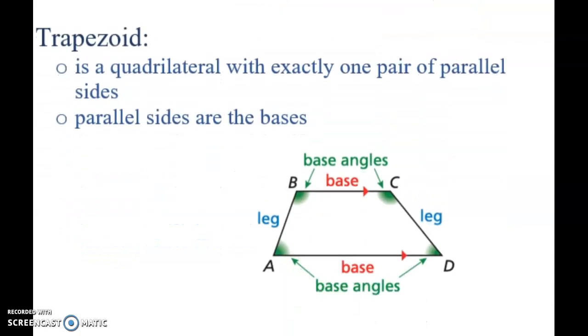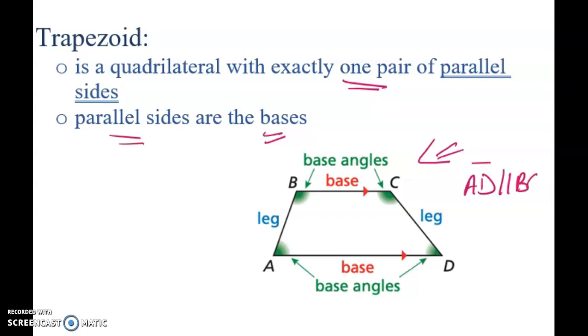A trapezoid is a quadrilateral with exactly one pair of parallel sides. Yes, it has only one pair. And the parallel sides that we are talking about are the bases. As you can see in this diagram, BC and AD, they are parallel. So AD is parallel to BC. And these two sides are called the base sides.